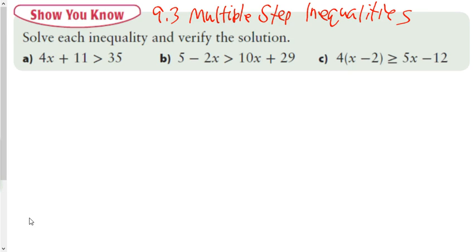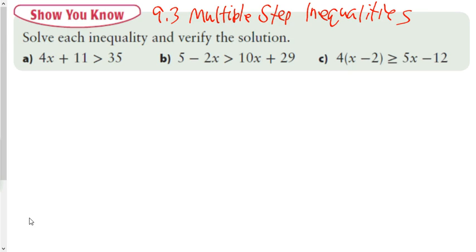All right, this is our last section in Chapter 9. Chapter 9.1 was just talking about boundary points and expressing inequalities graphically and in word form. 9.2 that we just finished was on one-step inequalities, isolating variables and solving them. And the last one we're doing here is just multiple-step inequalities, which is just a little bit more.